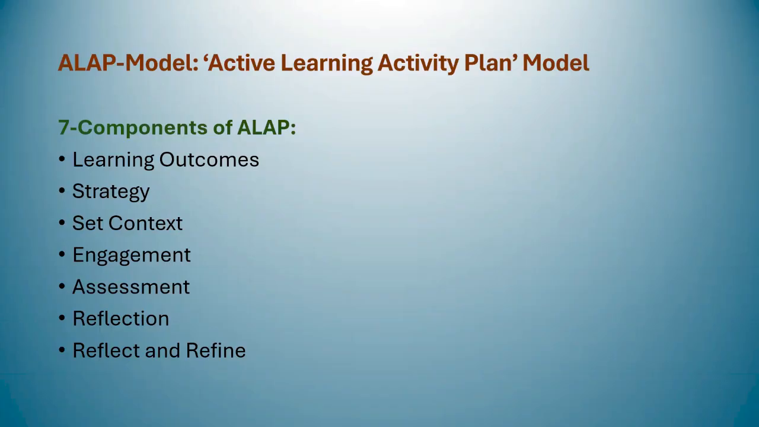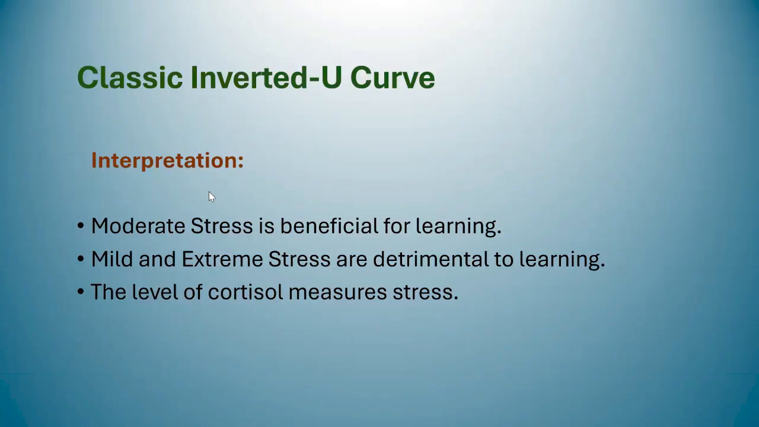Only then the purpose will be solved. Our strategy should be perfect, very clear. Our context must be very clear, well set. And our engagement is very important. Then assessment, after engagement, and then reflection. I consider reflection the most important segment of this. And in the end, the 7th stage, you can say reflect and refine. If something is lacking, you may add it. And in this way, the ALAP model will become very strong.